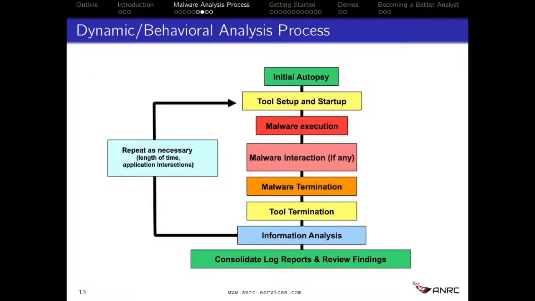And so this is the basic dynamic behavioral analysis process. You need to get this initial autopsy section. This is basically where you look at the file and figure out what it is. Maybe you do some information gathering, looking at hashes and signatures. Then we need to set up the tools, execute the malware, and collect everything, all the different logs, and all the different tools set up, and review it and make sure you've got everything you need. Otherwise, you just run it again.